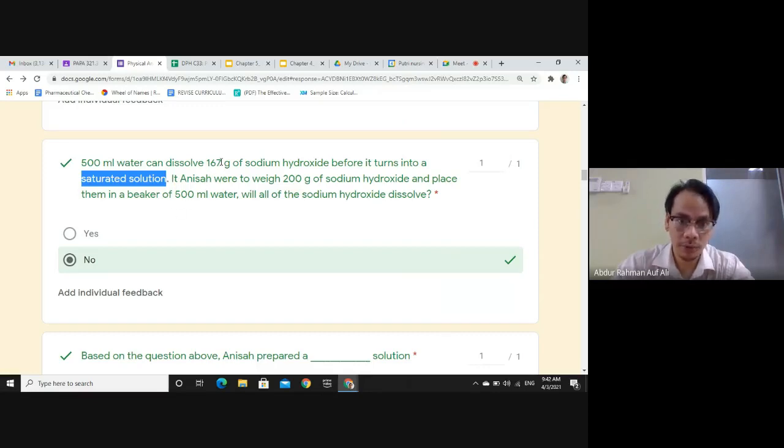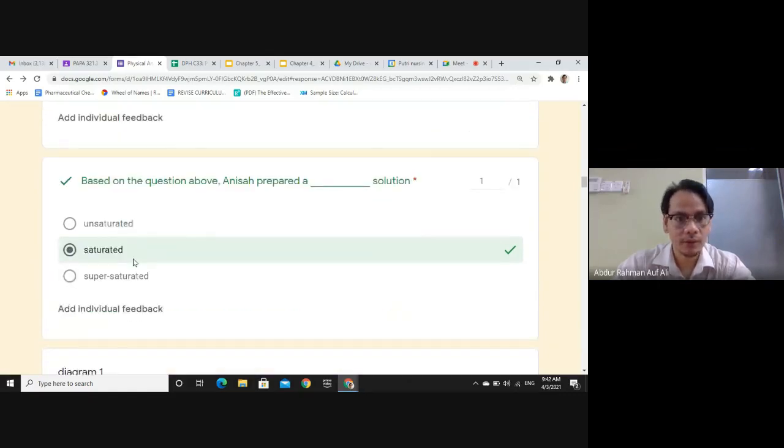So if even 1 more gram is added, 168 grams, that extra 1 gram will not dissolve, it will remain solid, because the solvent is all used up to dissolve 167 grams. So if 200 is added here, there are 23 extra grams that cannot dissolve. So no, not all of the sodium hydroxide will dissolve.